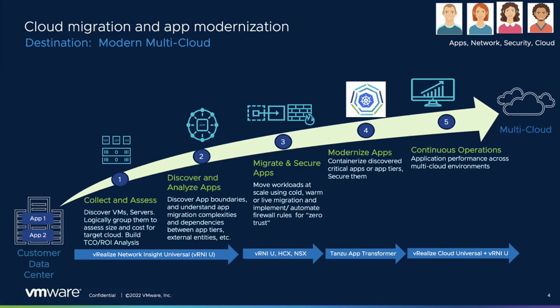And my team here, my friends here, the vRealize Log Insight is one of those products which is part of the vRealize Cloud Universal that will also monitor the same destination as well, right? I mean, once it's in the destination, are the applications behaving well? Is there any issues with the applications? Any issues with the compute resources, for example? Right? So you need to look at the continuous operations.